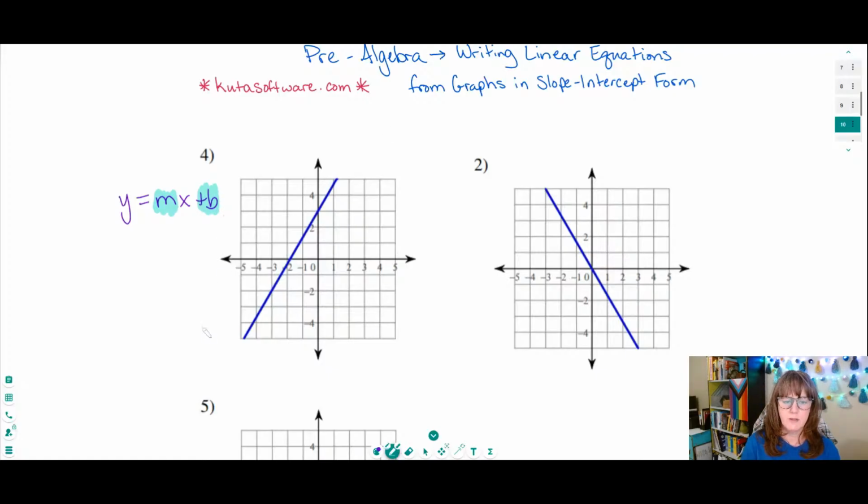So just looking at the graph, I can see that the y-intercept is right here at 3. So I know that this part, y equals mx plus 3. So I can substitute in that part. The y and the x are going to stay y and x. We're not replacing y and x when we're writing this equation. We're only replacing the m and the b. So now the next step is to figure out what the slope is.